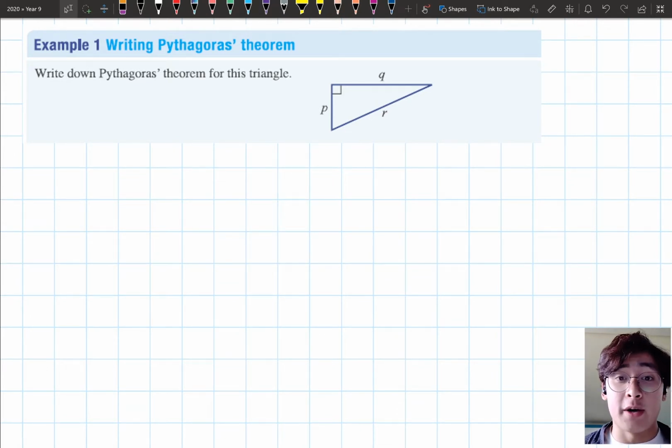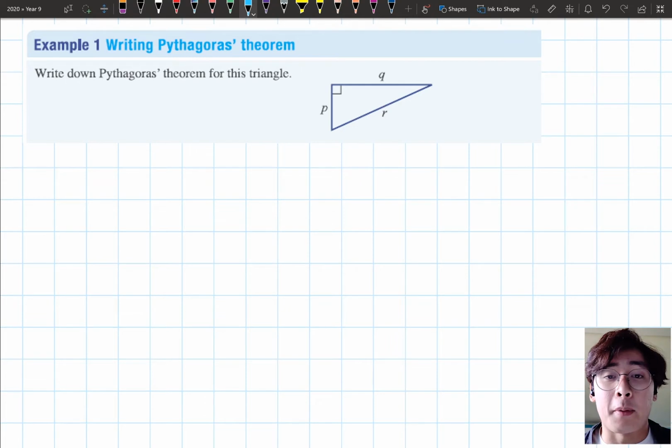Okay, so I've got a triangle here, and instead of having A, B, and C, I've got 3 different letters, P, Q, and R. What I want to do is be able to rewrite Pythagoras' theorem for this triangle over here using P, Q, and R. Now, when I'm doing this, the first side that I'm going to look at is the hypotenuse. So let's identify what the hypotenuse is.